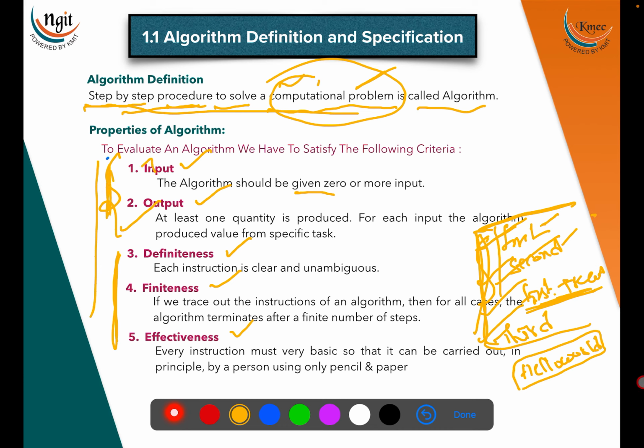But definiteness, finiteness and effectiveness are also part of the properties. Definiteness is that each instruction should be clear and unambiguous. Unambiguous means you should not have any repetitional statements. Finiteness is that every algorithm should have a finite number of steps. Effectiveness is that every instruction must have a meaning that you can write in programming terminology. These are the properties of an algorithm.